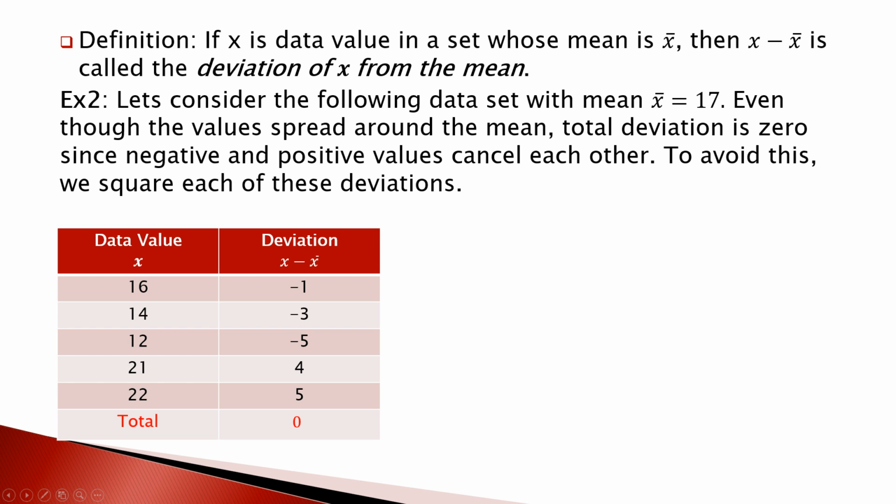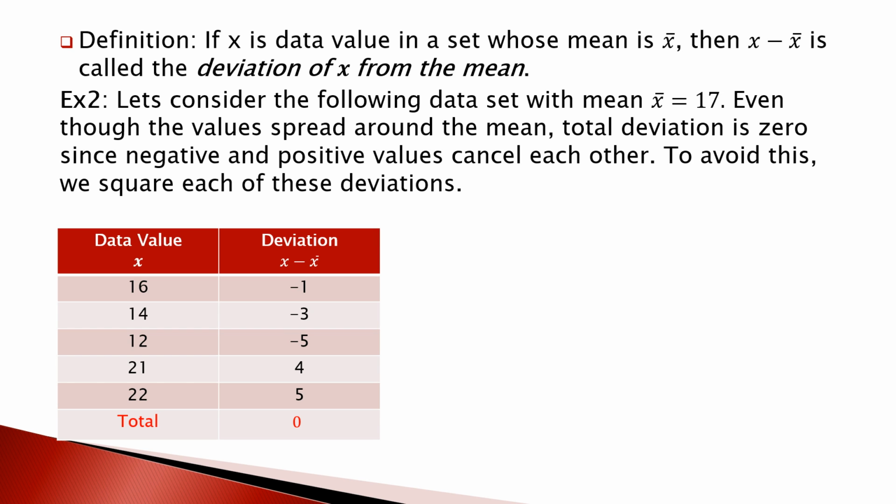So for example, let's take this data set. So there are 5 values here, and the mean is 17. You can compute that. And if you look at the deviations, guys, we have some negative values and some positive values. So if we are to find the total deviation using this idea, we will find it's 0.